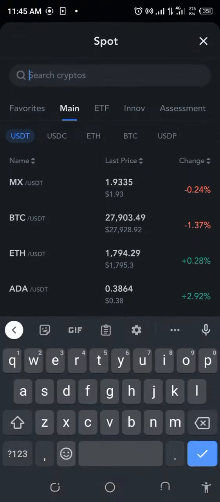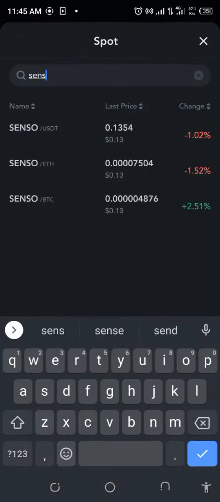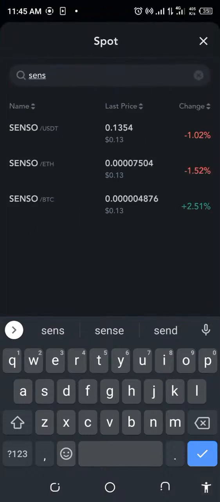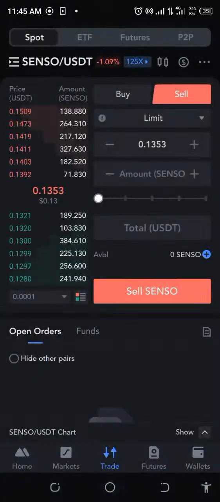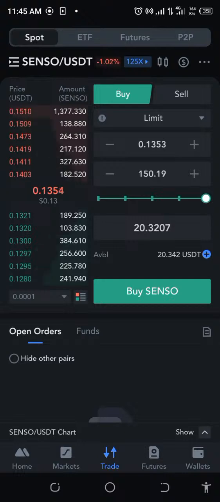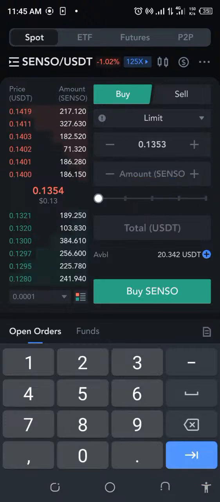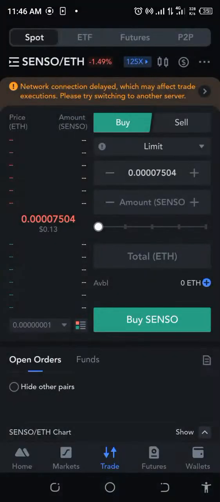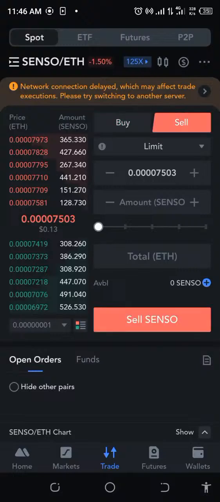So let's check on ETH. That should be Senso ETH. Everything still looks like the same price, but let me go back and try to sell to ETH. Maybe that would be a better option. You can see now it's gone down to 150.19. Let me copy this and go to Senso ETH. We're supposed to sell to Senso ETH.